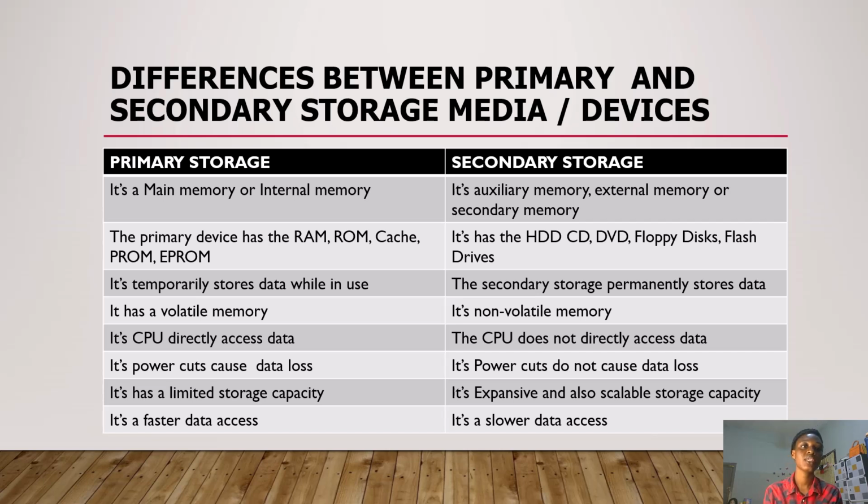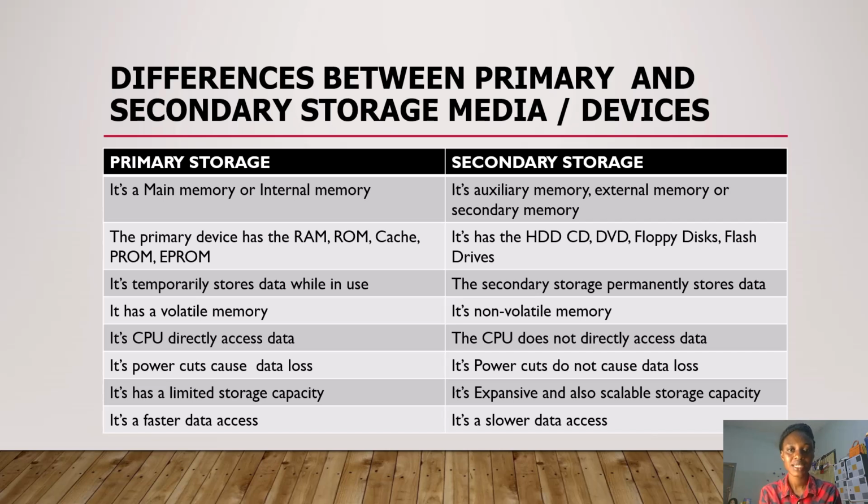And the next point, for the primary storage device, power cuts cause data loss, because it's a short-term memory and it's temporary. You may lose your data if you didn't save it. If you want to use it after some while, you have to store it on your secondary storage device, so that you can have it anytime you want it.